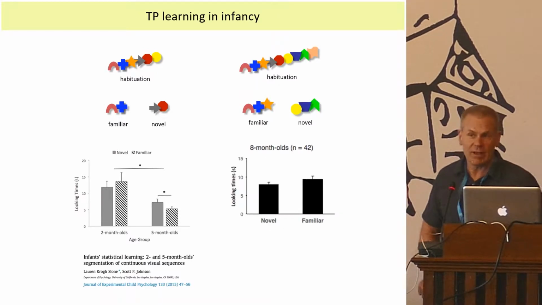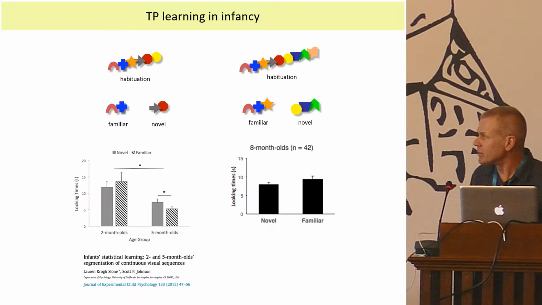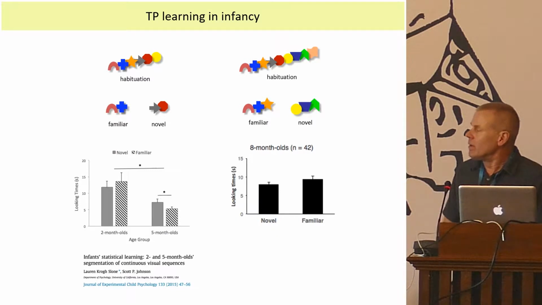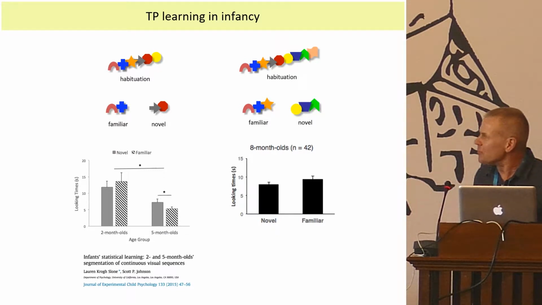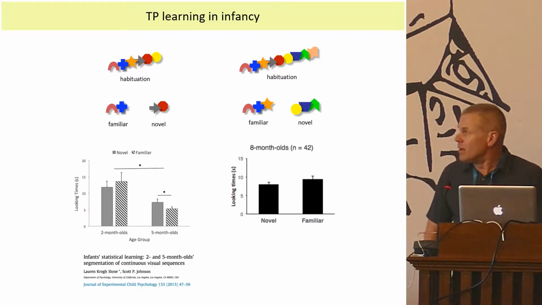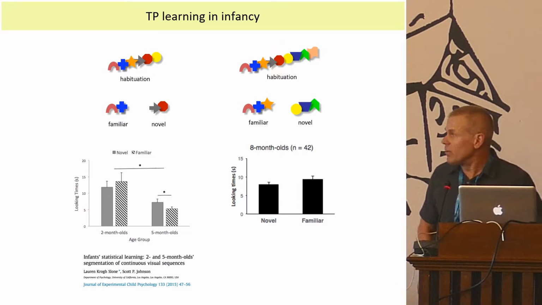We tested 8-month-olds with a slightly more complicated sequence of 9 items, and showed at test three-item triplets, familiar and novel, and the 8-month-olds that we tested, an awful lot of them, didn't really show any preference for the novel or the familiar.